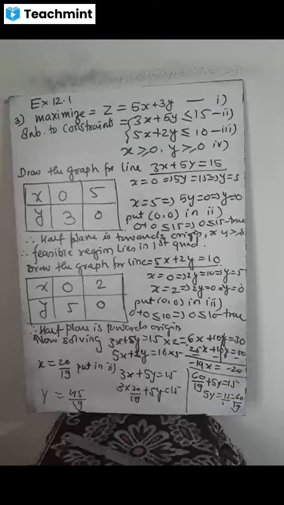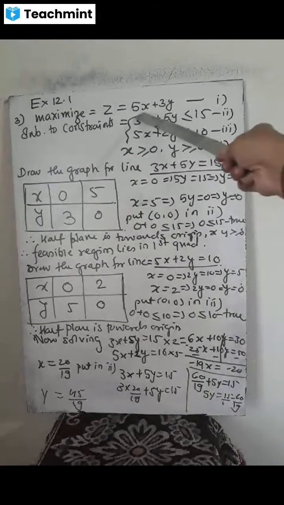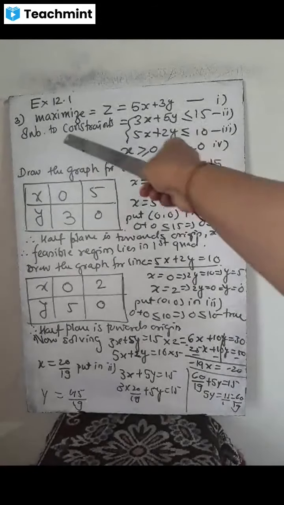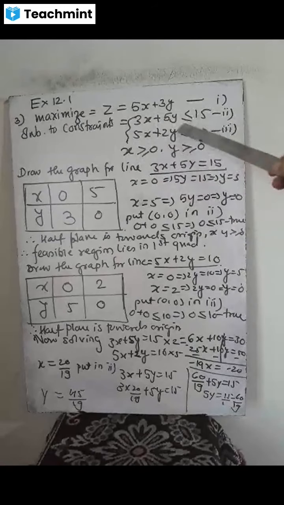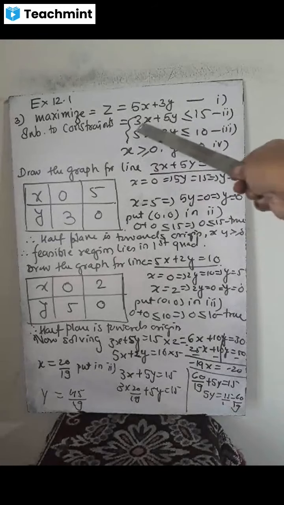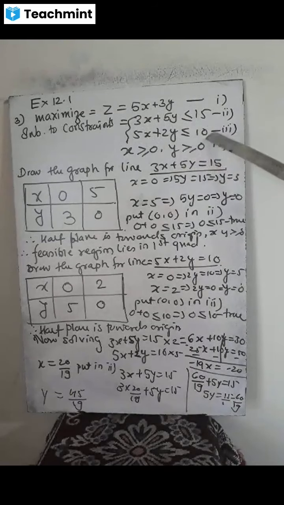See here, in the 12th question it is given: maximize Z = 5x + 3y, subject to the constraints 3x + 5y ≤ 15, 5x + 2y ≤ 10, x ≥ 0, y ≥ 0. We denote this as equation 4.